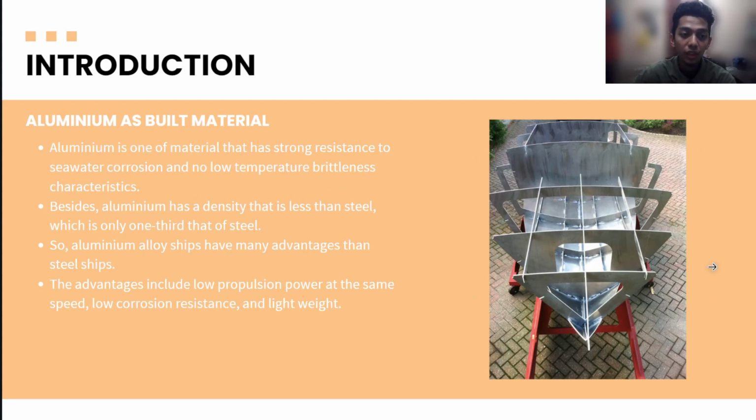Aluminium as build material. Aluminium is one of the materials that has strong resistance to seawater, corrosion, and no low temperature brittleness characteristic. Besides, aluminium has a density that is less than steel, which is only 1/3 that of steel. So, aluminium alloy ships have many advantages over steel ships. The advantages include low propulsion power at the same speed, high corrosion resistance, and lightweight.